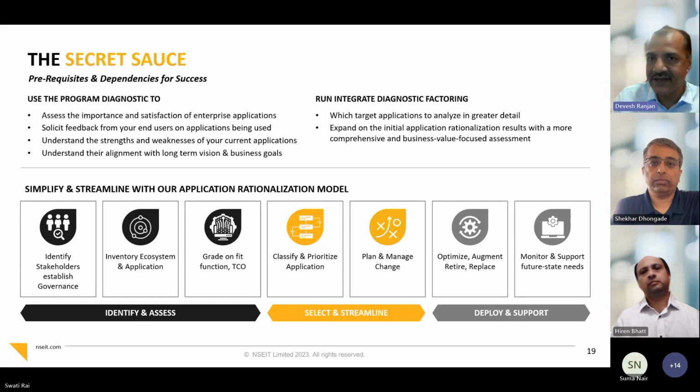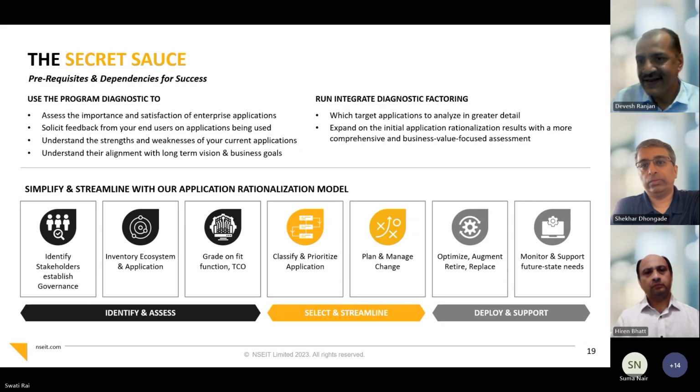And during the run stage, we take into account all these inputs. So which target applications need to be analyzed in complete detail, what are the initial application rationalization results, and to make it much more comprehensive, what kind of business value focused assessment should be done on each and every application. That is something that really adds to the value.